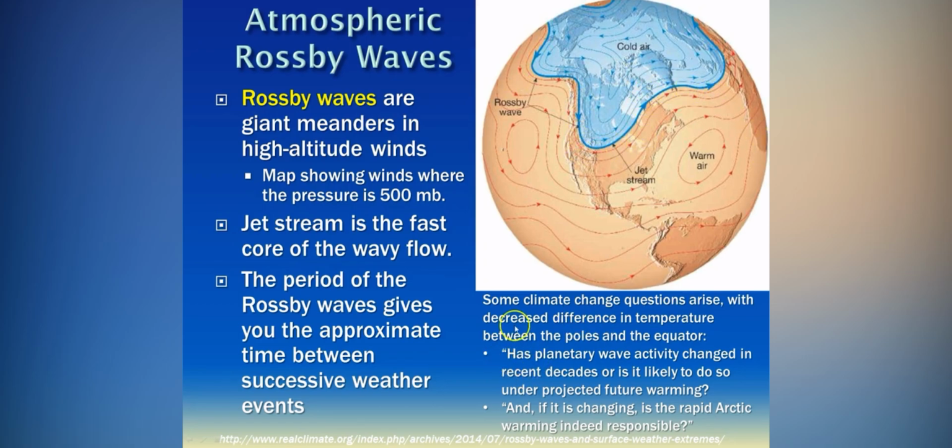And here's the question. Has planetary wave activity changed in recent decades, or is it likely to do so under projected future warming? And if it is changing, is the rapid Arctic warming indeed responsible for that change? So in other words, if you're warming the Arctic, you're decreasing the difference between the Arctic and the equator. Is that causing a slowing of the Rossby waves?